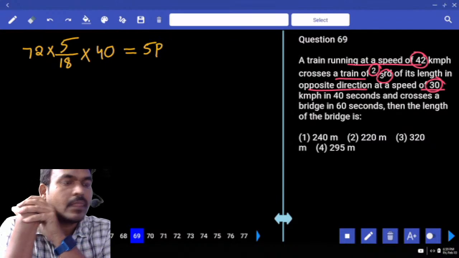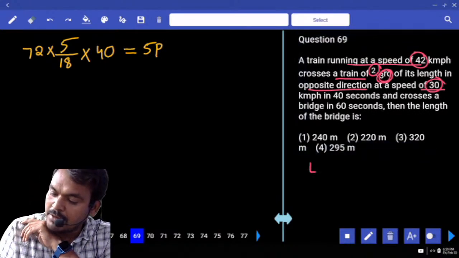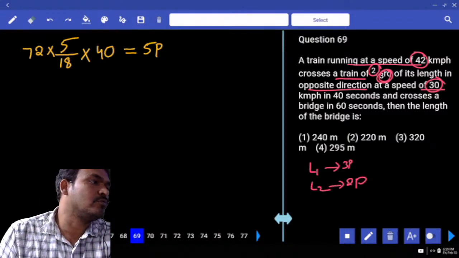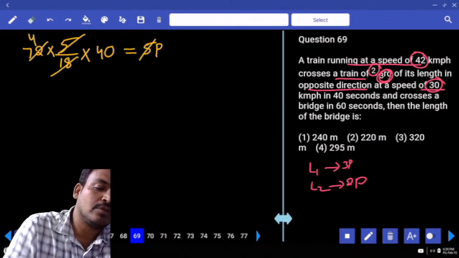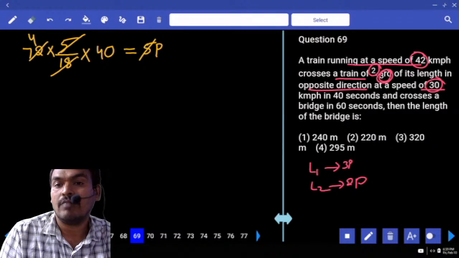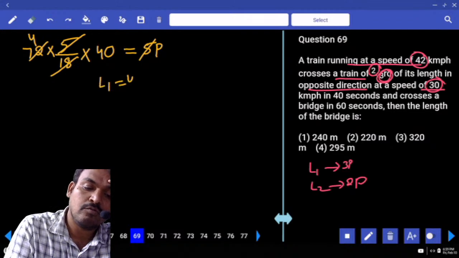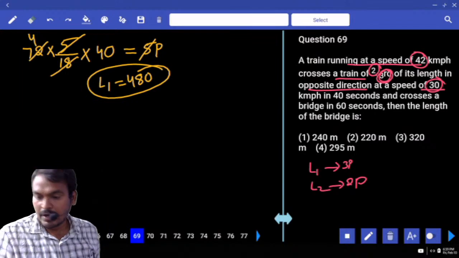The first train length is 3 parts, the second train length is 2 parts. The sum of the two train lengths is 5 parts. On both sides 5 gets cancelled. 18 almost 4 times. 4 into 40 is 160. One part is 160. The length of the first train is 480.